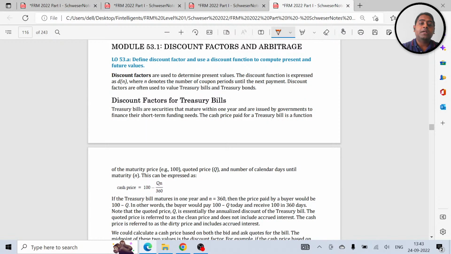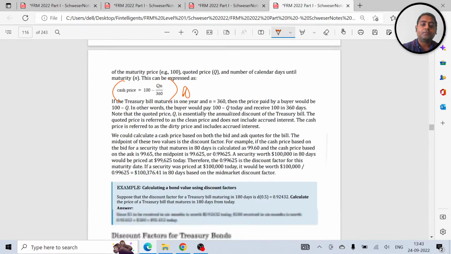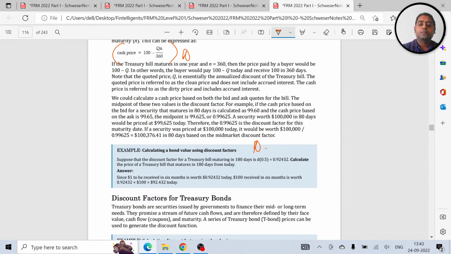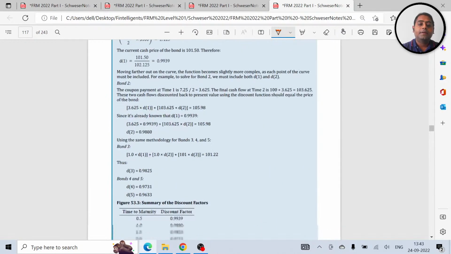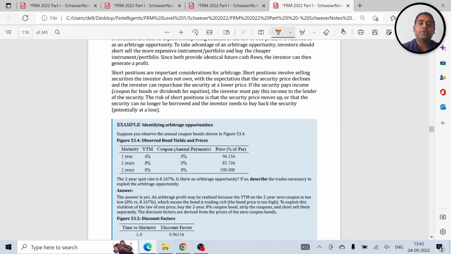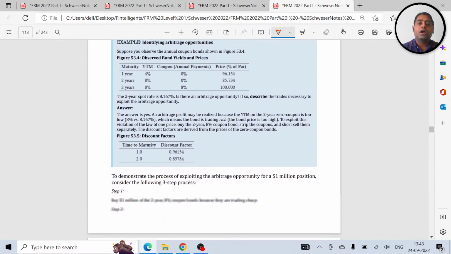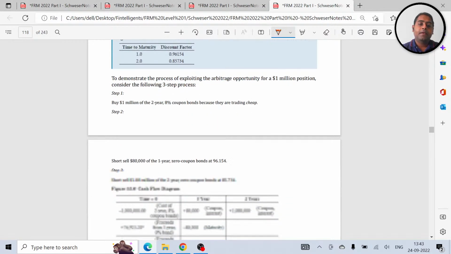Discount factor. I've heard students getting some questions on this discount factor, okay, for the treasury bill and for the treasury. This sum is important. Treasury bond. Okay, determine the value of law of one price. Very, very unlikely that they might ask you arbitrage based questions. Slightly lengthy. That is why.